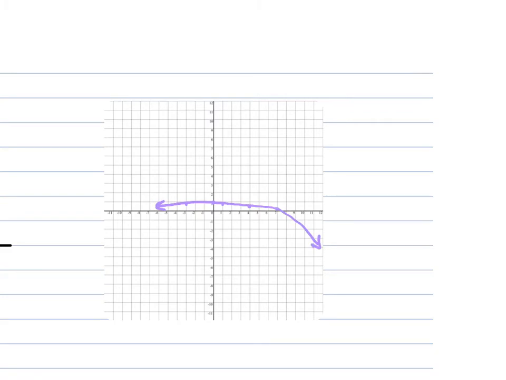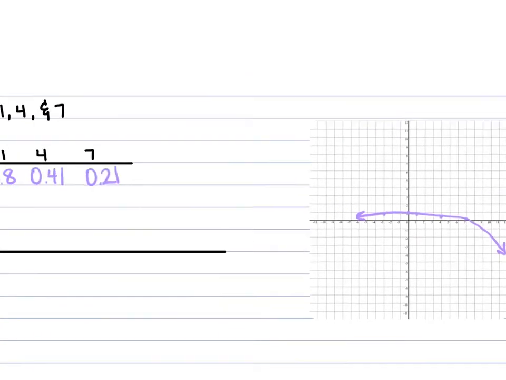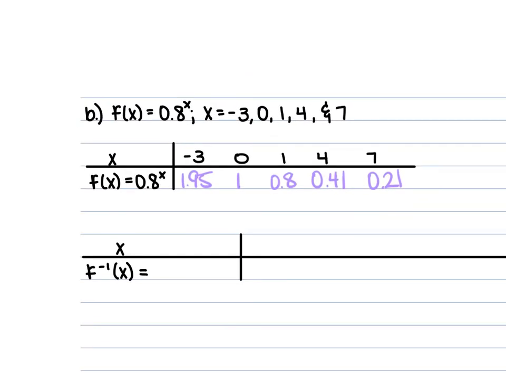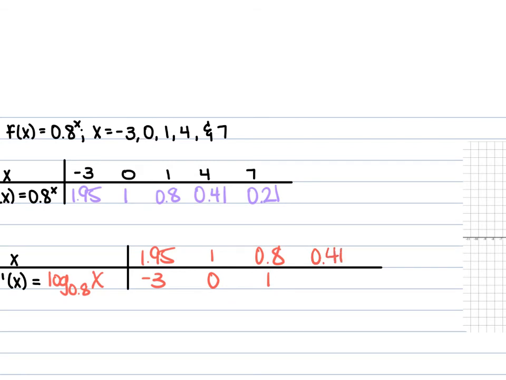Now, we have to find the inverse of this. This line doesn't really matter. We're looking for the inverse of this and the domain of the inverse. So, inverse, we're just switching these around. Your function is going to become the log of 0.8 to the power of x. So that's log base 0.8 of x. Okay, now we have our x values, which are going to be the 1.95 with negative 3 for our y, the 1 with the 0 for our y, the 0 and the 1. Oh, that was right. And then the 0.8, comma 1, and then 0.41, comma 4, and 0.21, comma 7.